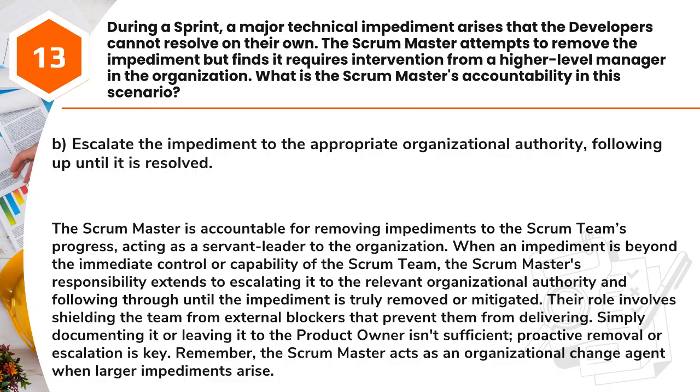Their role involves shielding the team from external blockers that prevent them from delivering. Simply documenting it or leaving it to the product owner isn't sufficient. Proactive removal or escalation is key. Remember, the Scrum Master acts as an organizational change agent when larger impediments arise.